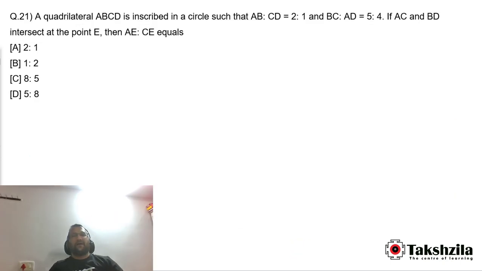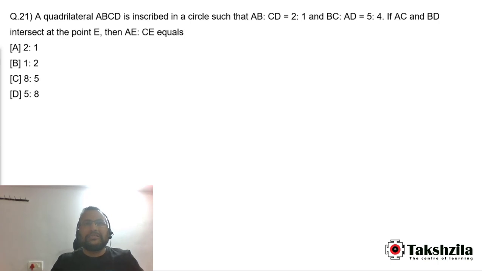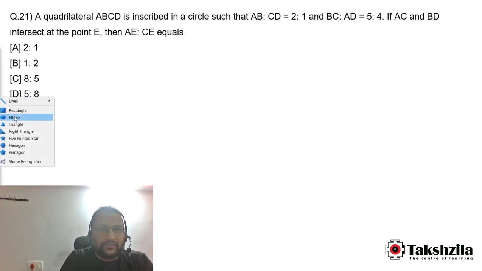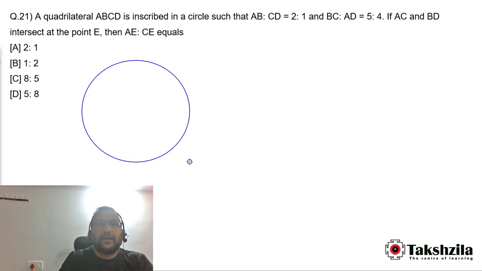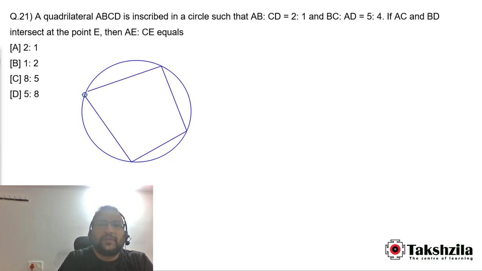Question number 21. A quadrilateral ABCD is inscribed in a circle such that AB is to CD is 2:1 and BC is to AD is 5:4. AC and BD intersect at point E, then AE is to CE, we need to find. So first let's draw the diagram. This is a cyclic quadrilateral. Let's draw a circle first of all, and then there is a quadrilateral ABCD, not a square. So this is quadrilateral ABCD.